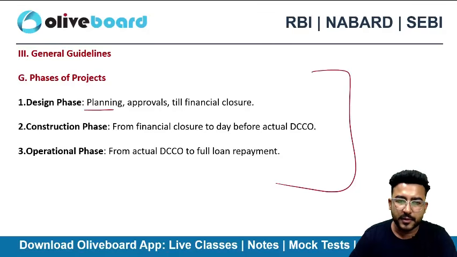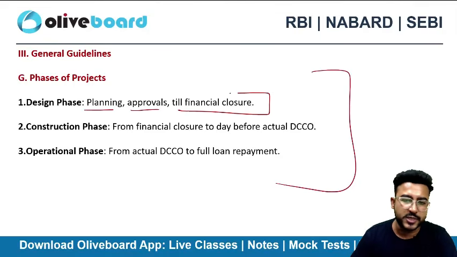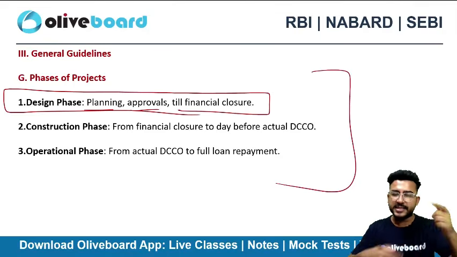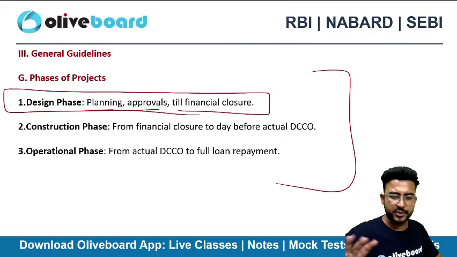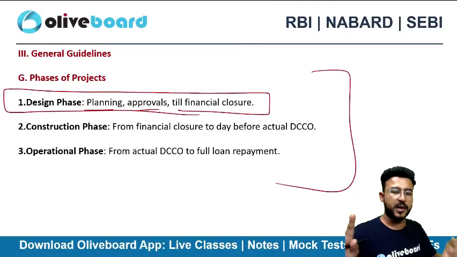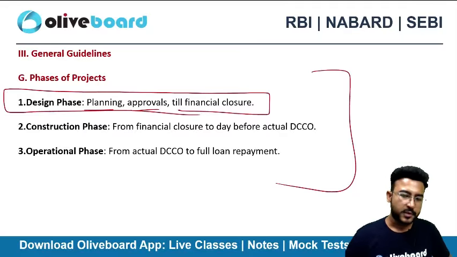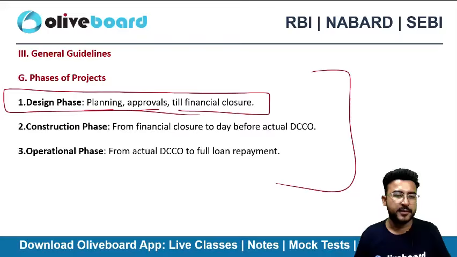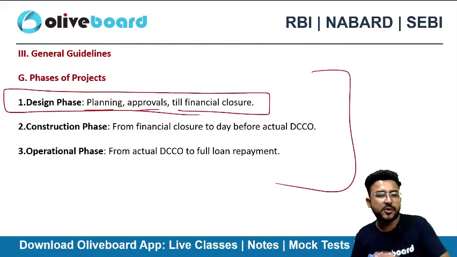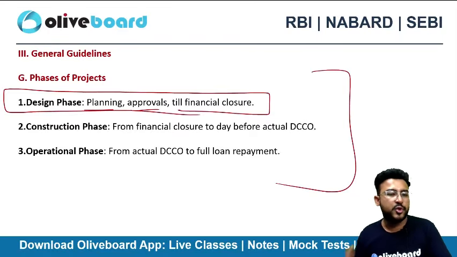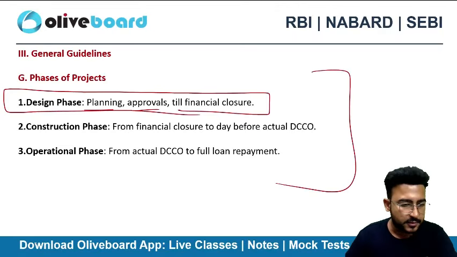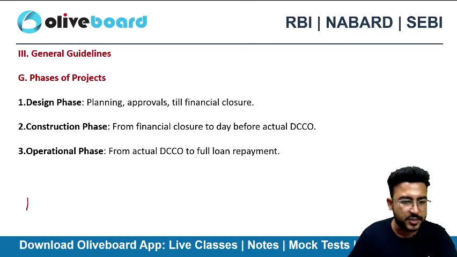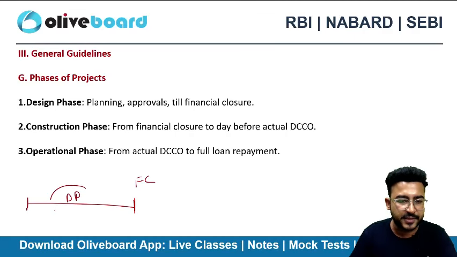Planning, approvals, till the financial closure. Till your financial closure, you are always in the design phase. Now, once you have achieved the 90% commitment of your capital structure, your financial closure is done. From that financial closure to the day before the actual DCCO, this is your initial stage, this is your financial closure, this is called the design phase.